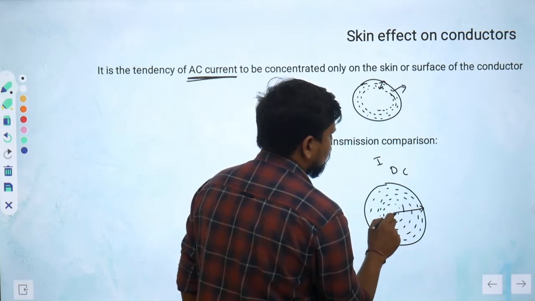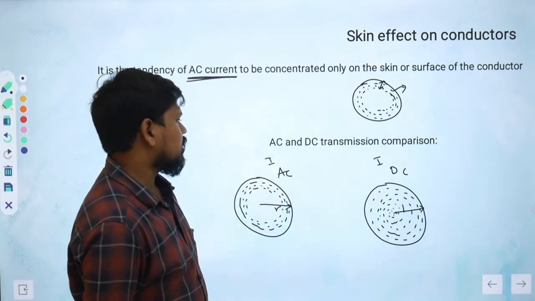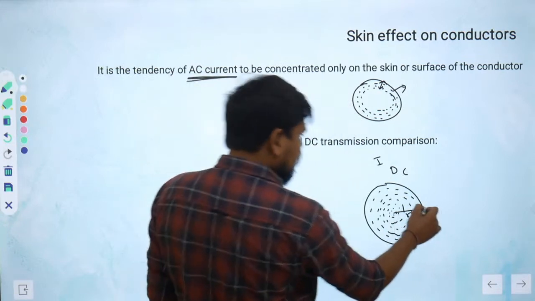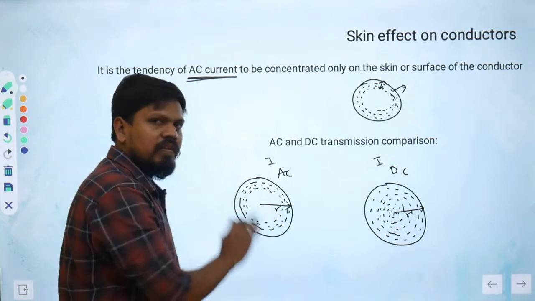Okay, so there is no space in between. So for the entire radius you can be getting, the area of cross section, if you just check. For the entire radius you will get current flow for DC current flow. For AC current flow you will not get it like that.